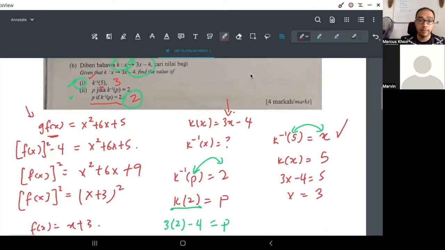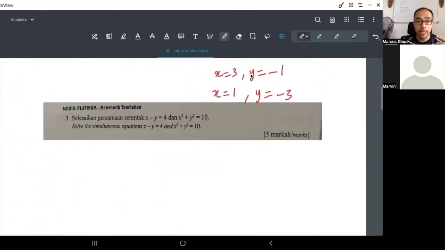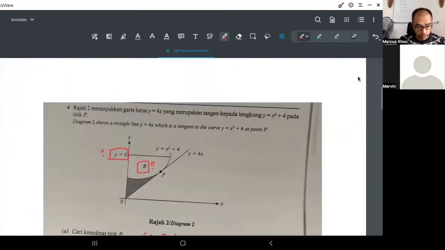That is the usual way. Number 3, there's really nothing much to this. Simultaneous equations. The answer will be x equals 3, y equals negative 1, and x equals 1, y equals negative 3. This is what I said the other day. Please remember, if there are 2 simultaneous equations but one of them is quadratic, you expect to have 4 answers. That's a very important thing. So x equals 3, y equals negative 1, and x equals 1, y equals negative 3.